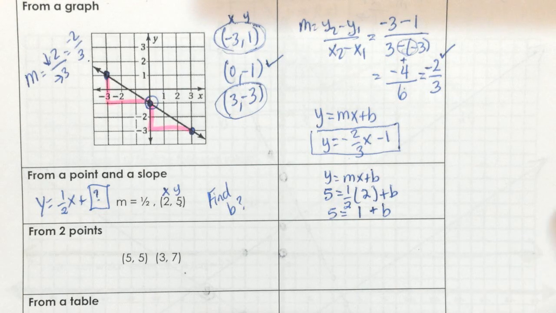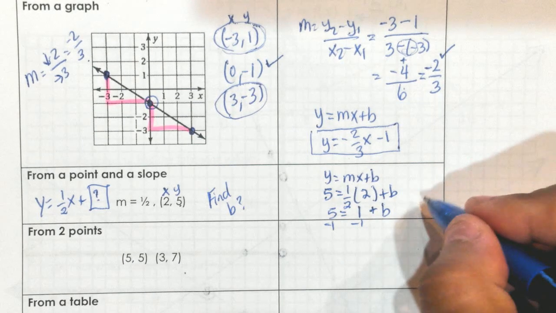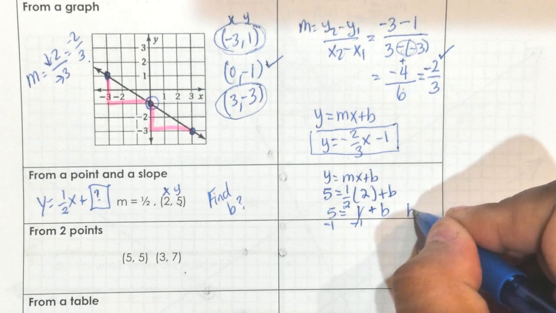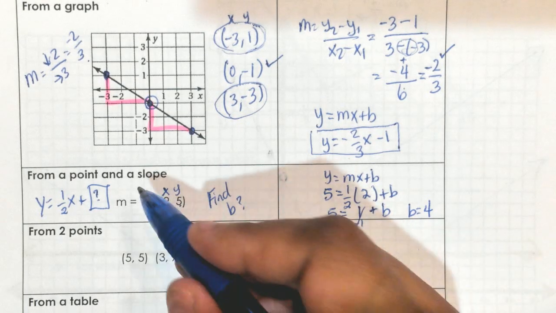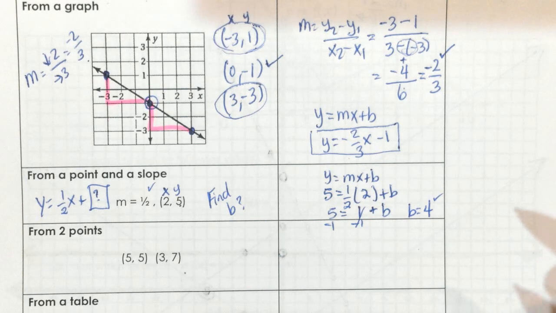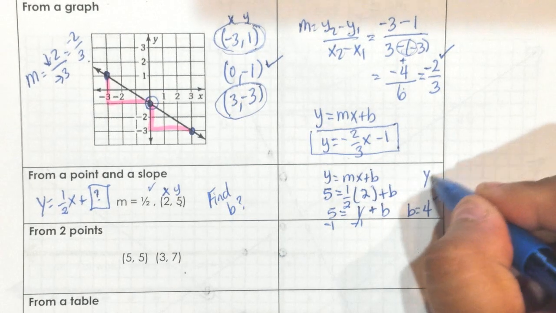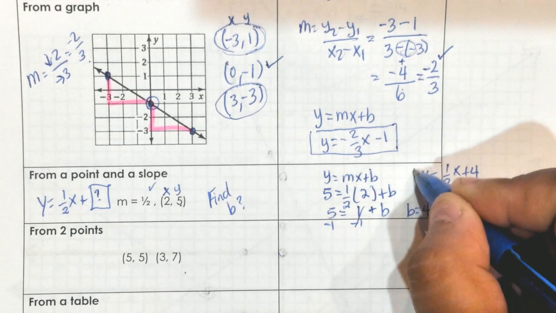You subtract it. So, minus 1, b is equal to 4. Now that you have your slope, now that you have your y-intercept, you can go ahead and write your equation now. Y equals 1/2 x plus 4, and I'm done.